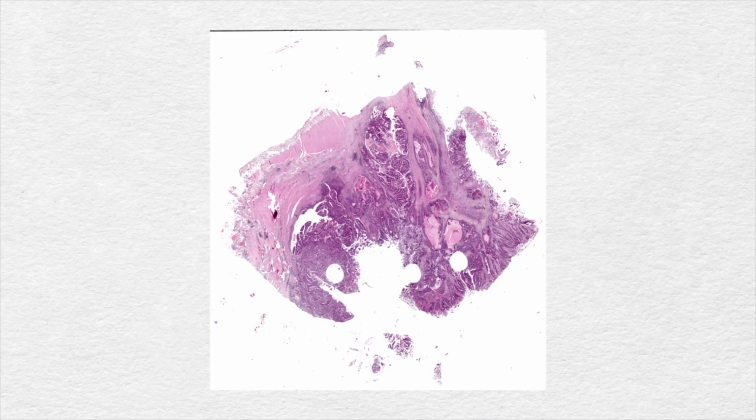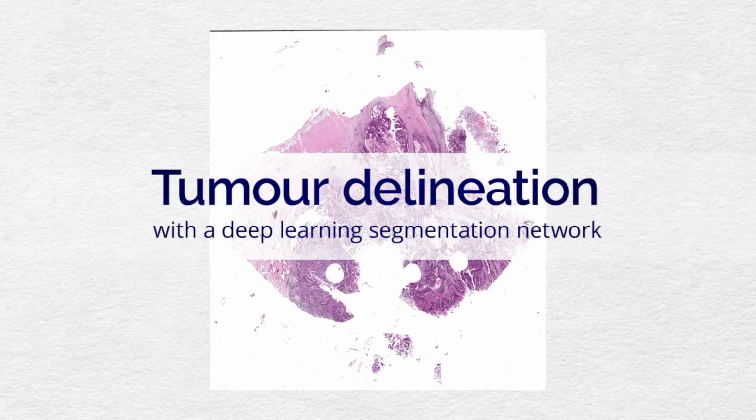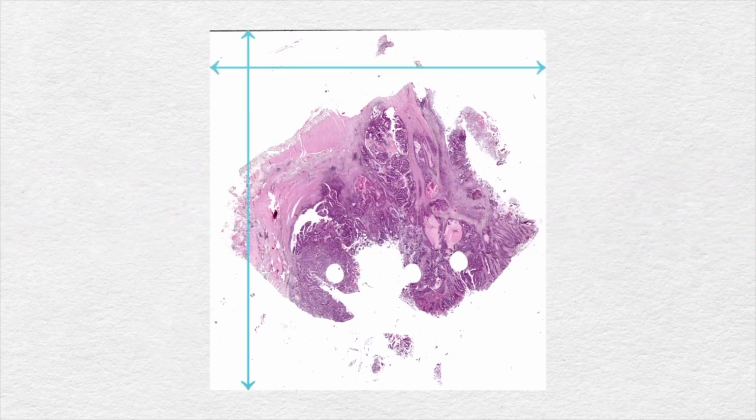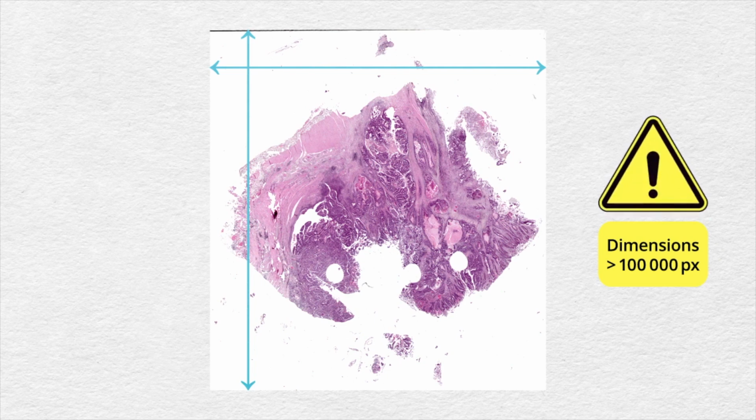We begin with a scanned conventional haematoxylin and eosin stained section. First, the tumor region is delineated with a deep learning segmentation network. This image contains an order of 100,000 by 100,000 pixels. These dimensions are larger than is currently feasible for classification by deep learning methods. It is digitally resized to a size corresponding to a maximum dimension of 1600 pixels.